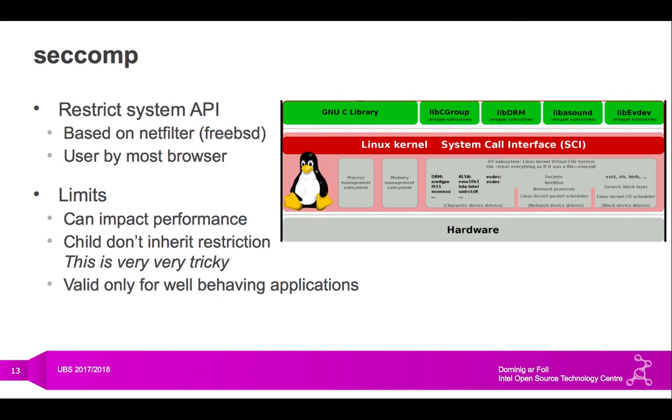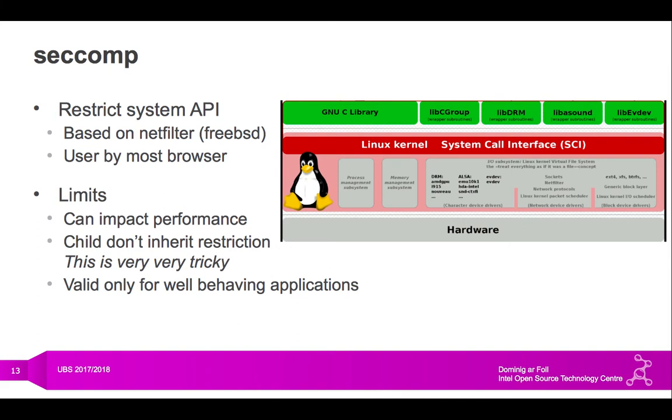First, it has a sizable impact on performance. As soon as your rules start to be complex, your CPU usage just for filtering your calls to the API can easily reach 5, 10, 15%, which is far from negligible. But more than that, children don't inherit the restrictions. And this is very, very tricky. So you really have to make sure that when you create a child, you give it the restrictions as well.